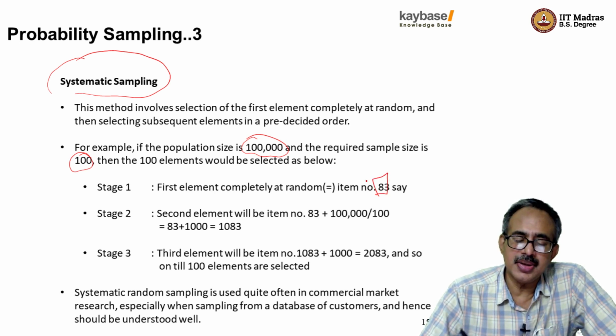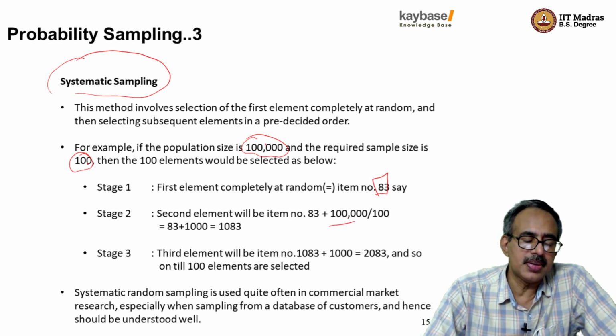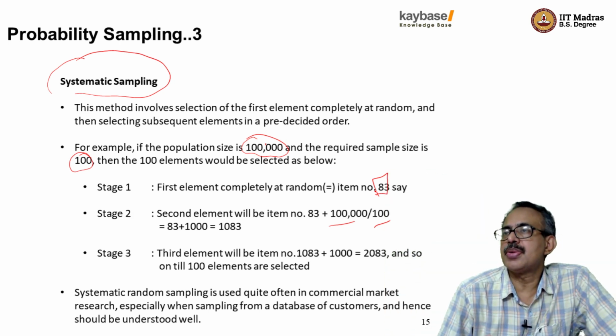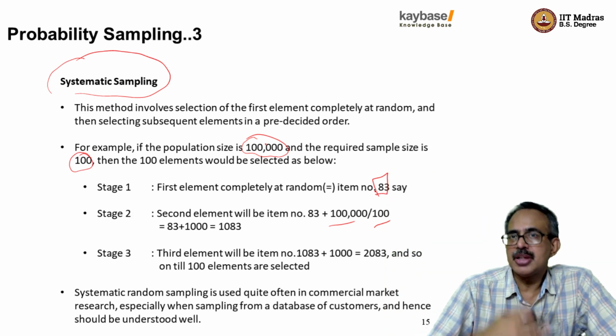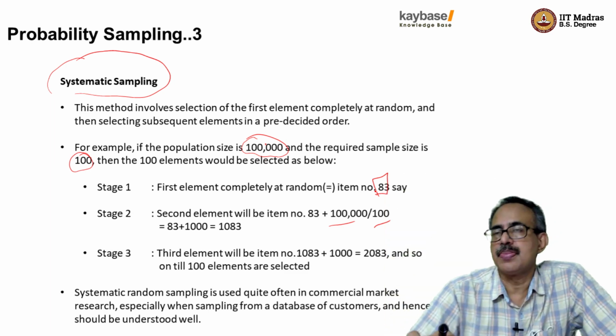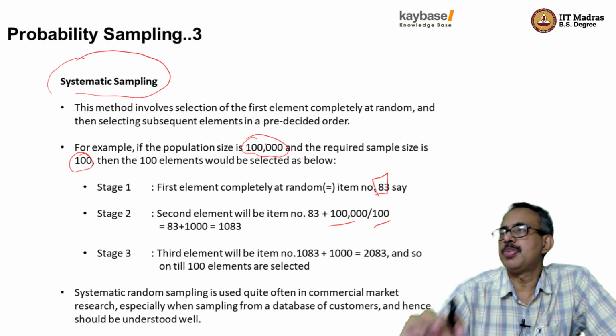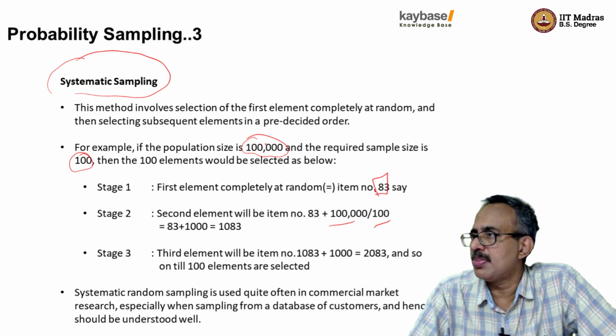The next person will be 83 plus 100,000 divided by 100. So we'll take every 1000th person, because 100,000 by 100 is 1000. We will keep taking every 1000th person. And if you go down the list, we'll end up with 100 people. This is called systematic sampling.